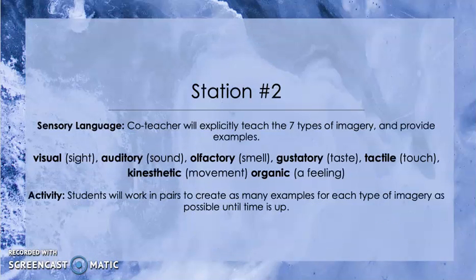Okay, station 2 is the co-teacher. They will be explicitly teaching the 7 types of imagery: visual, auditory, olfactory, gustatory, tactile, kinesthetic, and organic. For each of those, the teacher will be providing an example. Then the students will be working individually or in pairs to create as many examples for each type of imagery as possible until time's up. This is about at-bats, students getting used to using very descriptive language, sensory language of every kind.